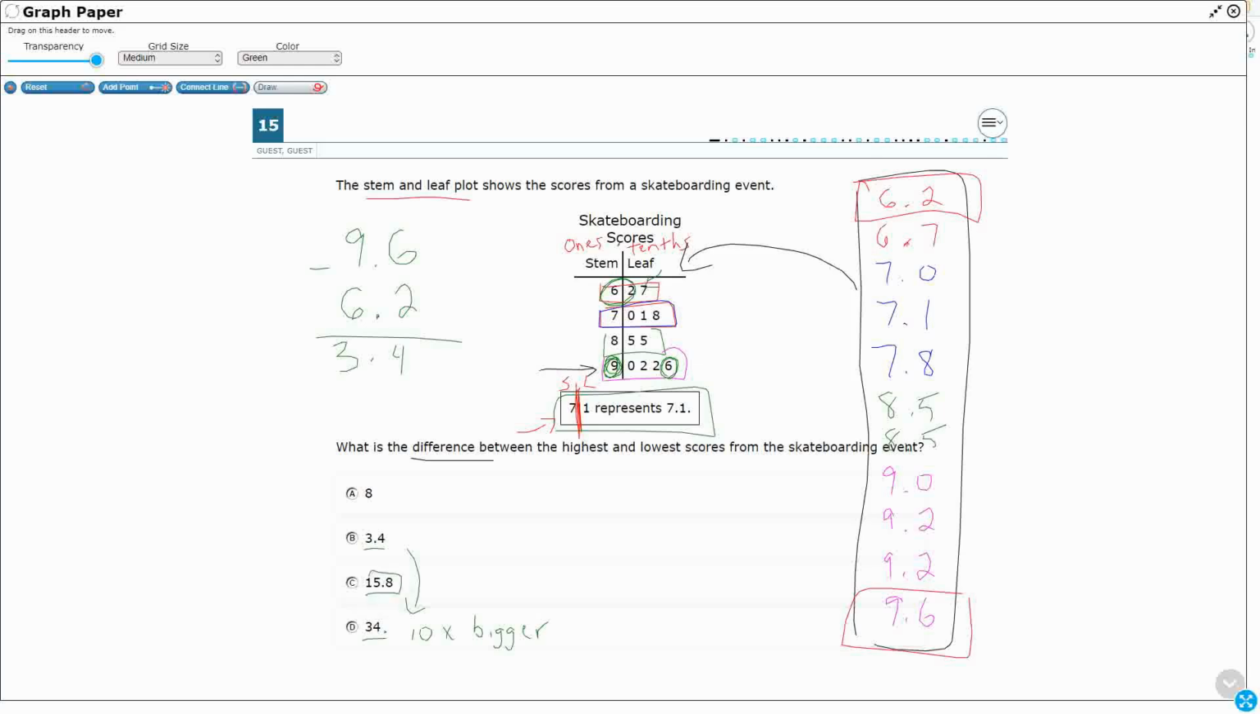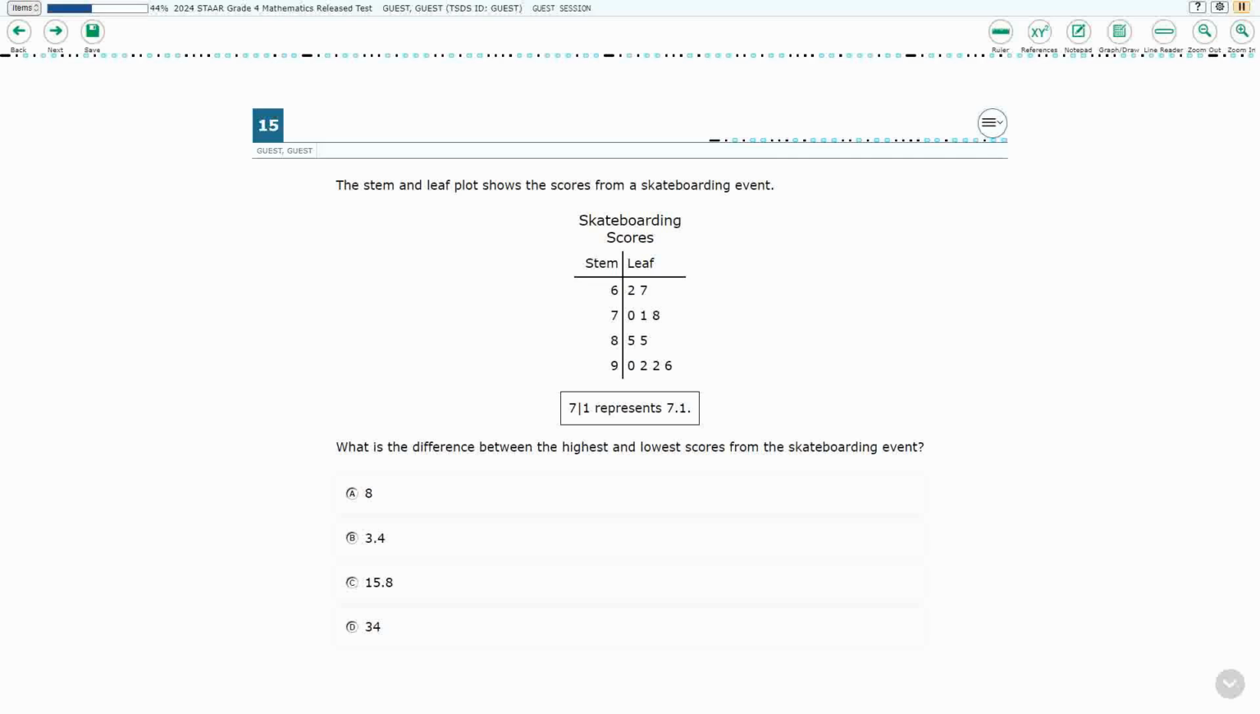And then you got this 15.8. Where does that come from? Well, if you don't know what the word difference means, look what happens if you add these two. Let's do a 9.6, 6.2. Look what you get. If you don't know that difference means subtract, you're going to get that. But we do. Our answer here is going to be B.